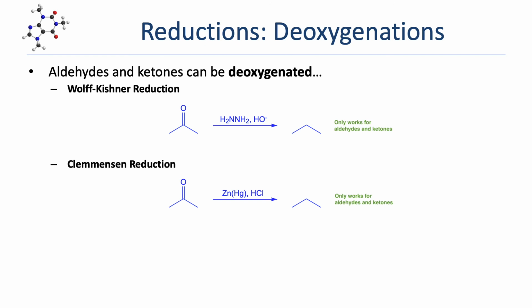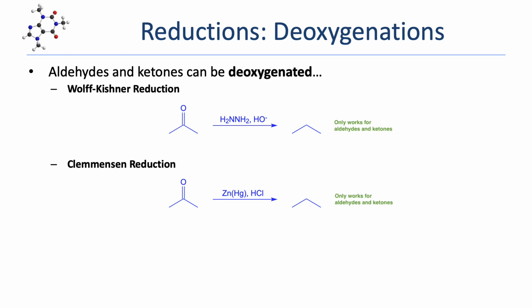The last category of reductions we're going to look at are deoxygenation reactions. Deoxygenation is the removal of an oxygen atom from an aldehyde or a ketone, essentially making an alkane or an alkyl group. So we've got two reactions that can accomplish this. First is the Wolff-Kishner reduction. So here I have an example of a ketone, and we're reacting this with this funky molecule here. This is hydrazine. Reaction of an aldehyde or a ketone with hydrazine under basic conditions will result in the formation of an alkane in this case.